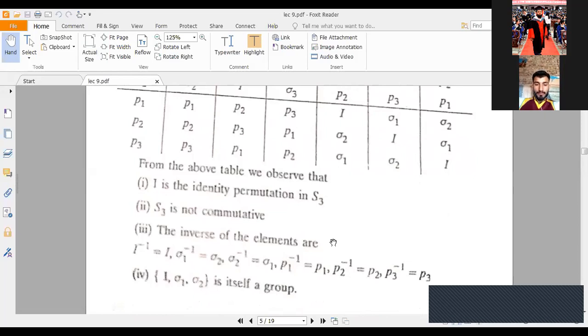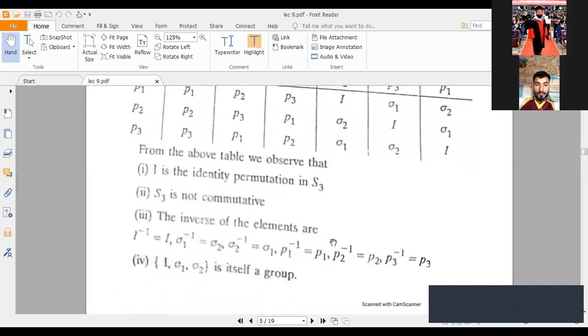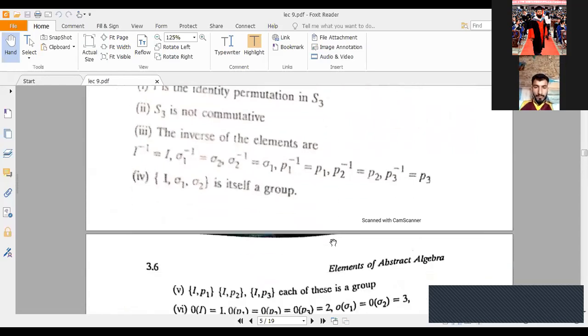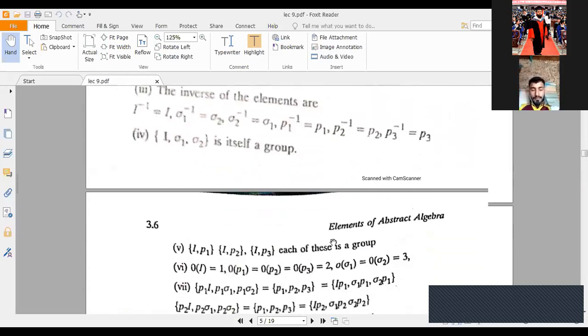If you take only 3 elements, identity, sigma 1, sigma 2, they themselves form a group. This is another definition. When we go further and find even and odd permutations, then the set of all even permutations again forms a group. Actually this group is called the alternating group, and it is a subset of S3. Okay, all properties of a group are satisfied. It means this forms a group.